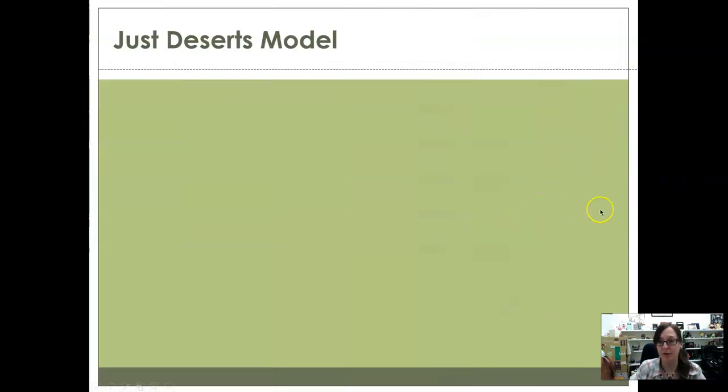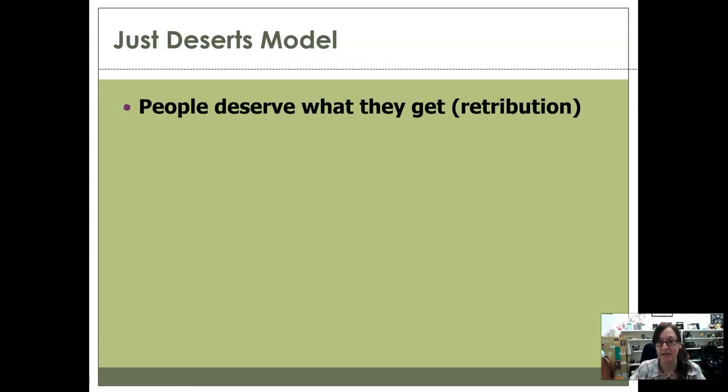And then there's something called the just desserts model. This is desserts as in deserving, not desserts with an extra S, like what you're eating, pie. The just desserts model basically says people deserve what they get. So it is a very retributive model. It's this idea that if you do something bad, you should have something bad happen to you. And it's your just desserts.